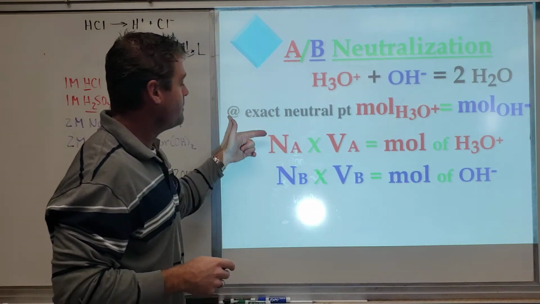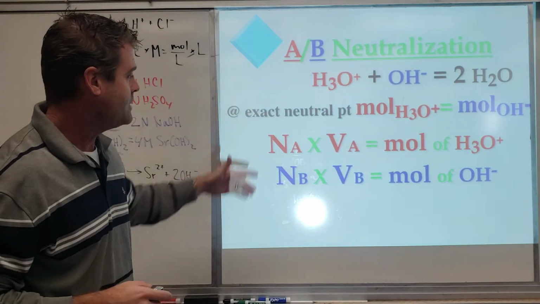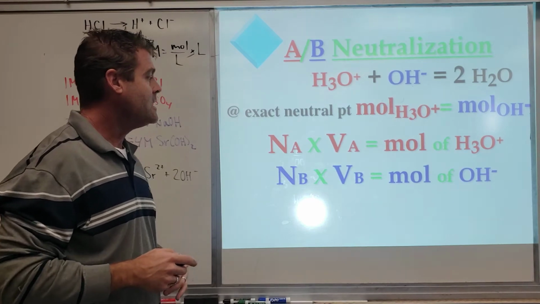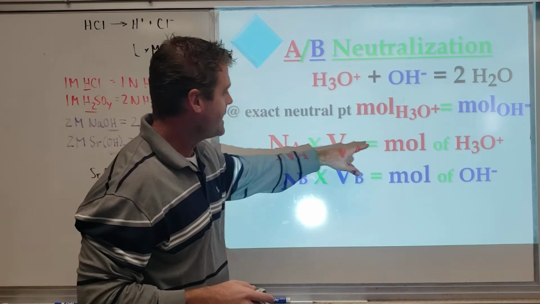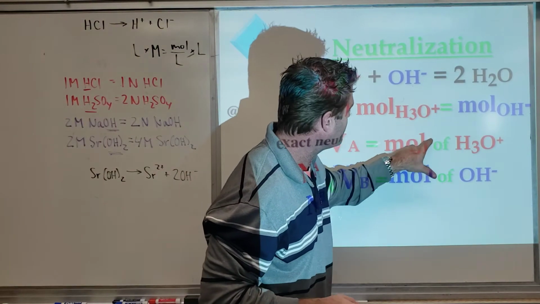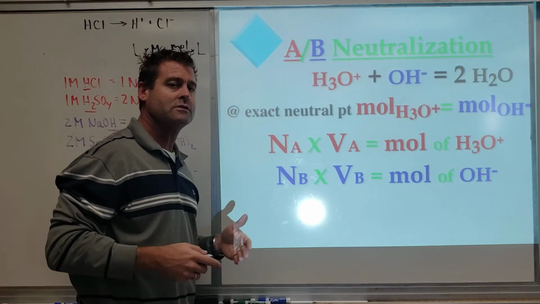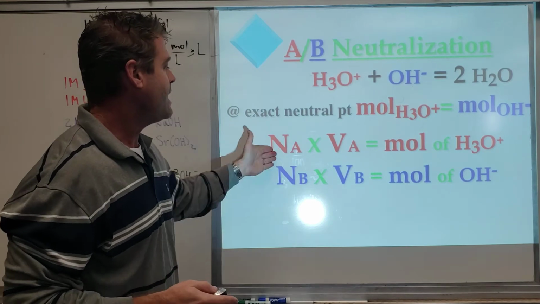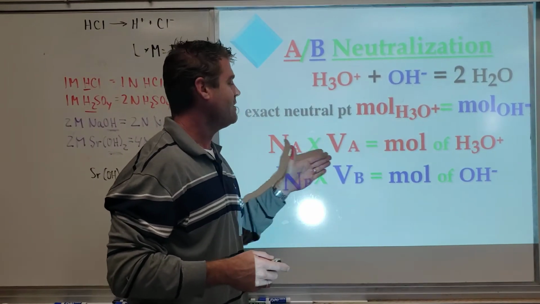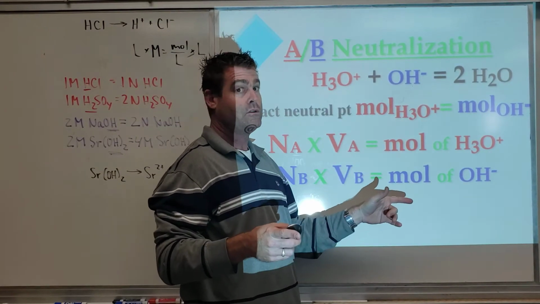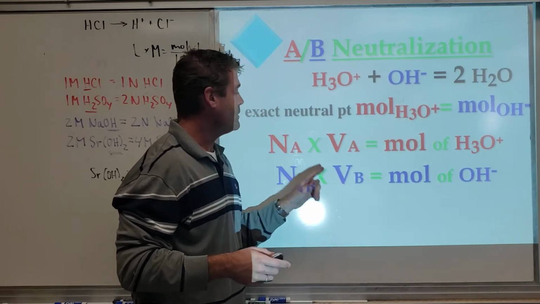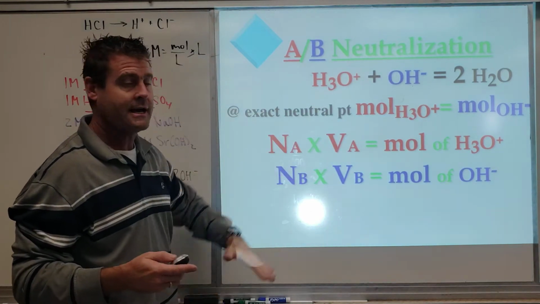So now, going back to our equation here, we have these 2 separate equations. At the point of neutralization, what can we say? The moles of hydronium ions equals the moles of hydroxide ions. So if this equals this, what could we do with those 2 equations? If Na times Va equals this, and Nb times Vb equals this, and at the point of neutralization, this equals this, what can we say? Can't we say this equals that?